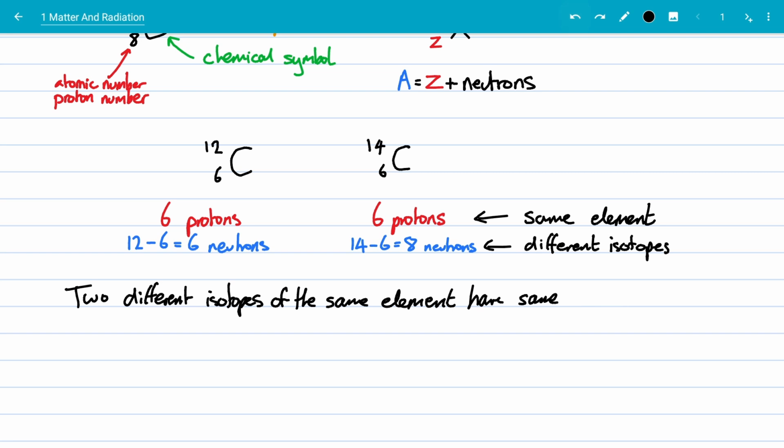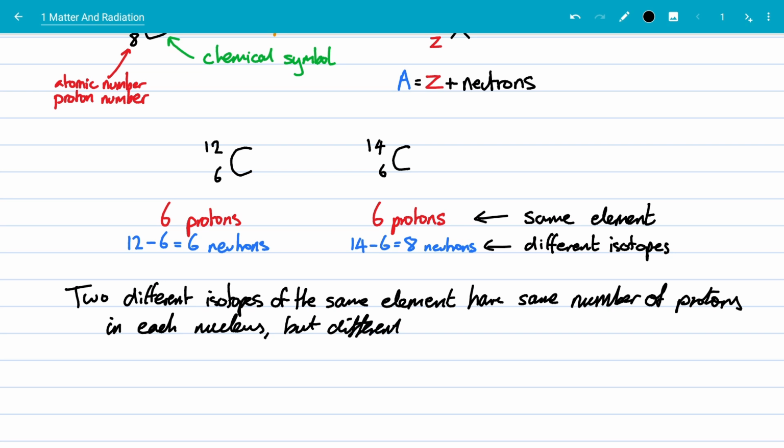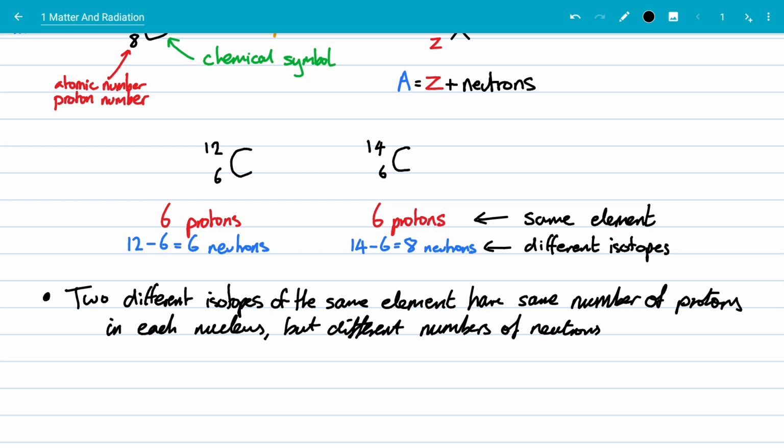Let's write that a bit neater. Same number of protons in each nucleus, but different numbers of neutrons. That's what makes them isotopes. So what I will say is that they react chemically in exactly the same way. That's why they're the same element.